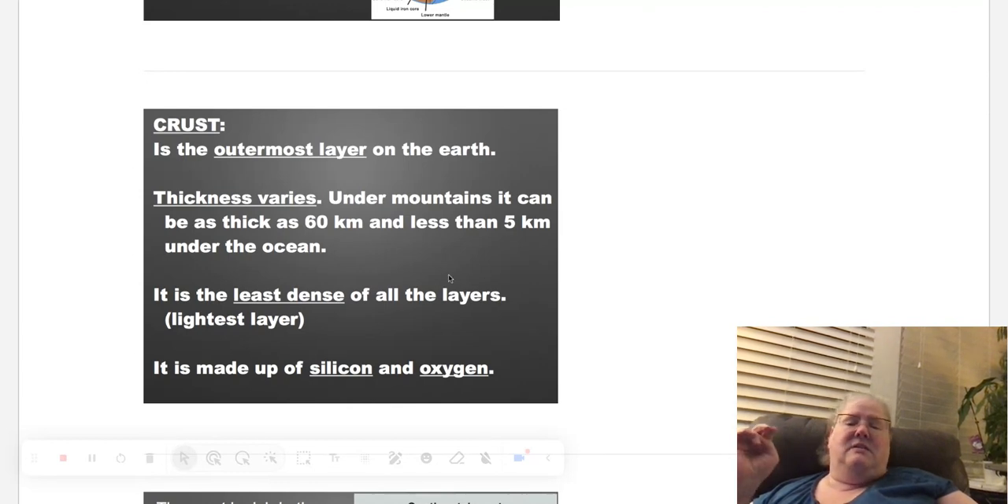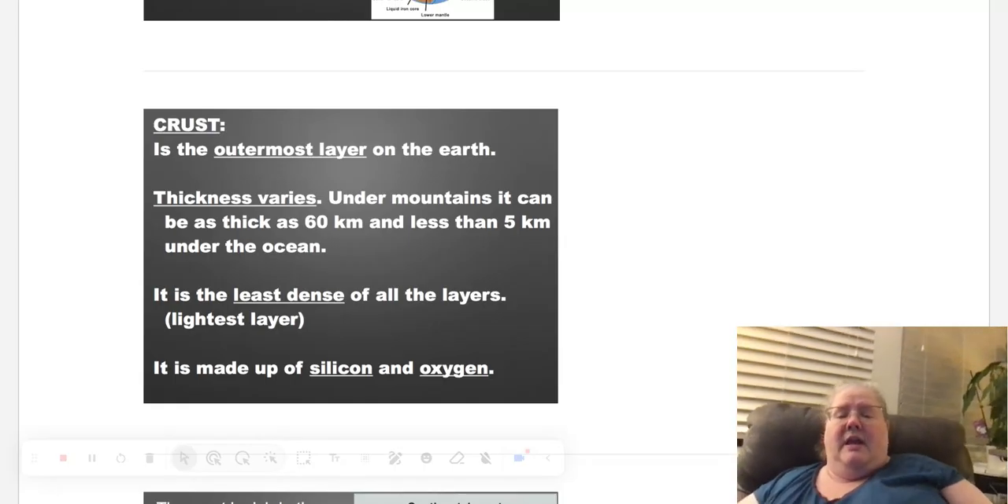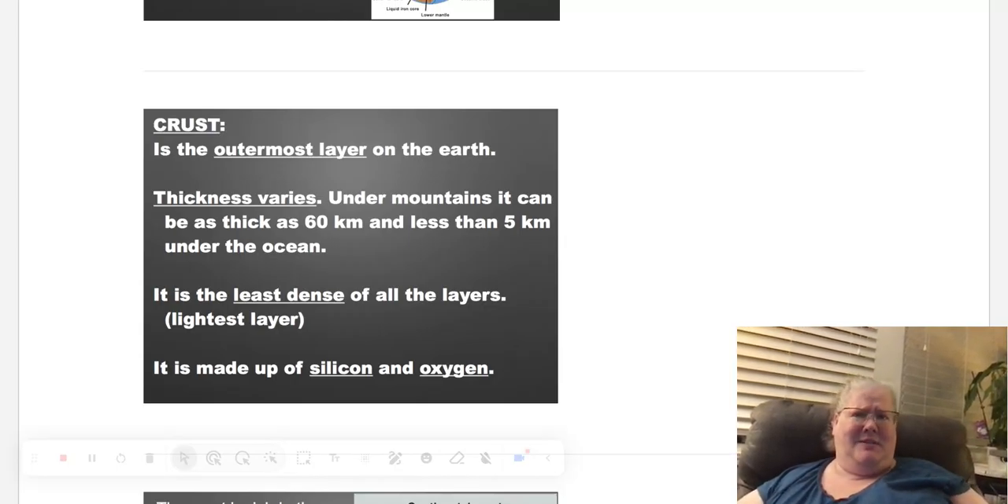And again, this thickness varies drastically. Under a mountain, it can be as thick as 60 kilometers and as little as 5 to 8 kilometers under the ocean floor. This has the varying thickness of what we're really looking at. It is the least dense layer. Think about it. If you have water, oil floats on top of water because it's less dense. And we think, well, but you're talking basalt and you're talking granite. These are really dense rocks.